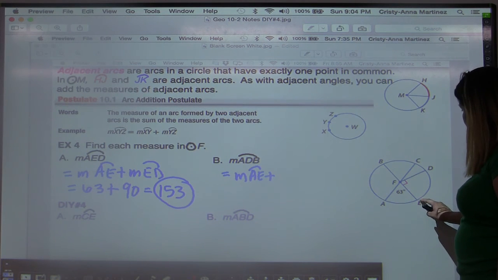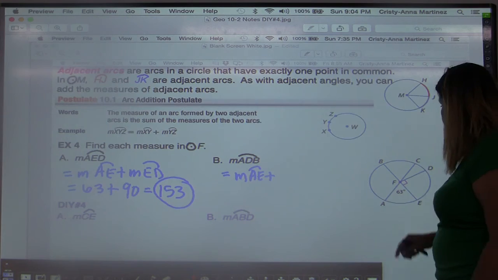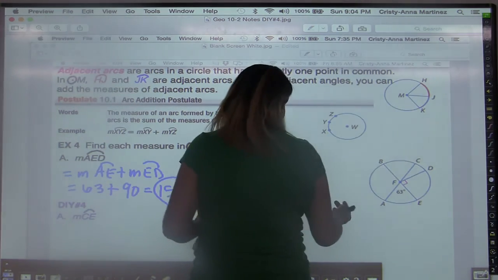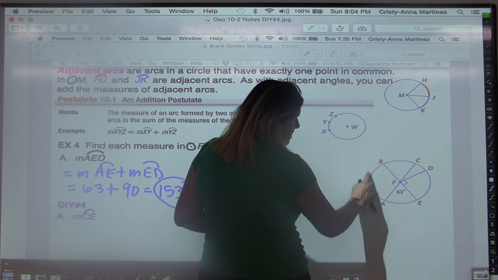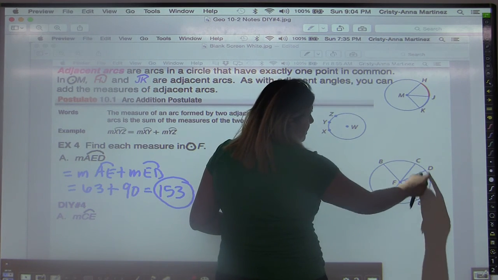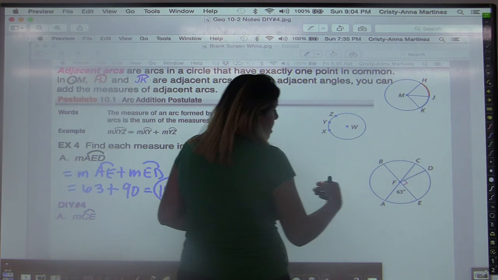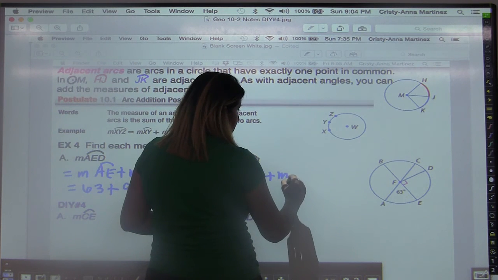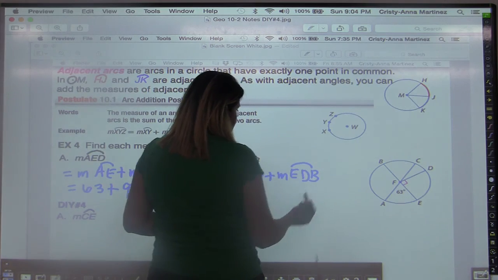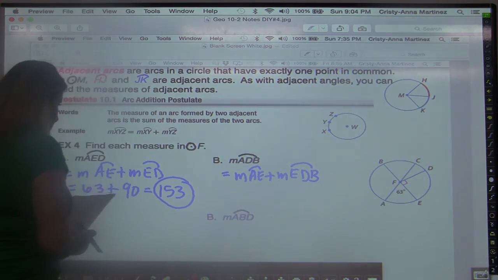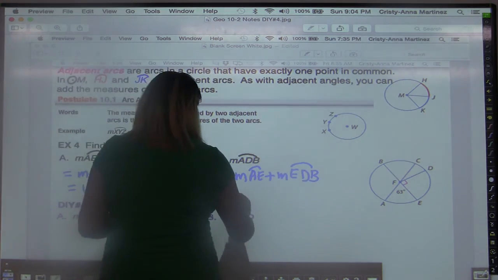So we're going to go from E all the way to B. Now we have to give it a third letter so that when we say E to B, we're not talking about E to B in this direction. So we're going to say EDB, but you could also say ECB. I'm going to say plus the measurement of arc EDB, like that. So I've got my AE, which I know is 63.